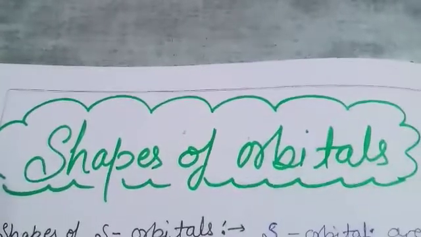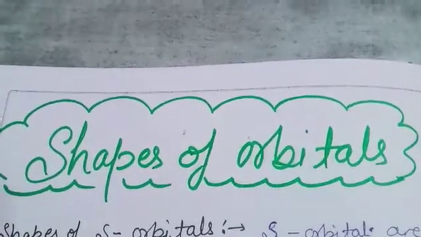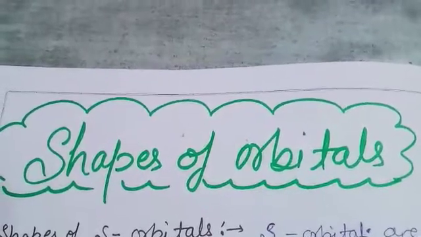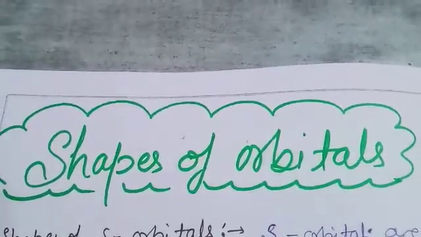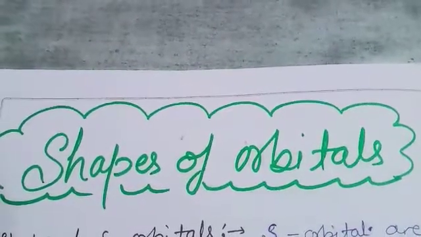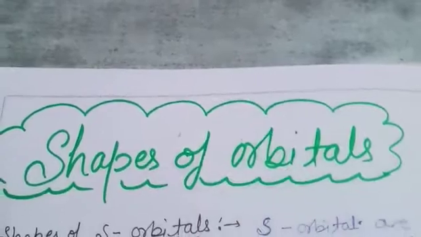Good morning 11th class. Today we'll study about shapes of orbitals. Now you all are familiar with orbitals. So now we have different orbitals S, P, D, F. So what about the shape of these orbitals? कि किस shape के होते हैं? Okay, that I'll explain to you.